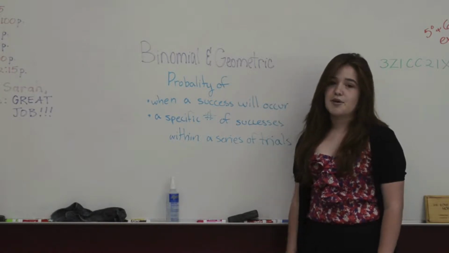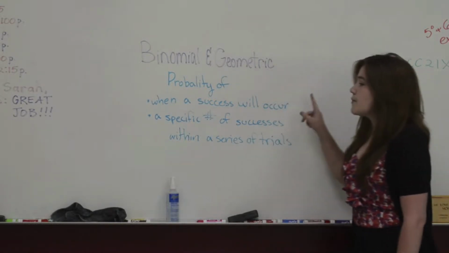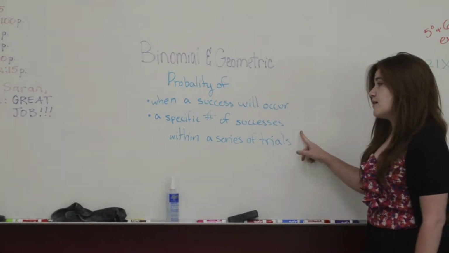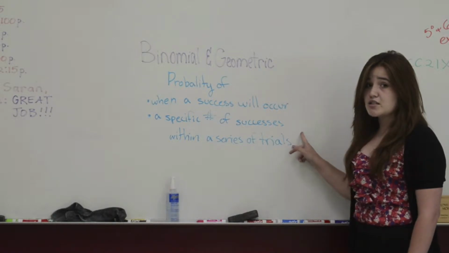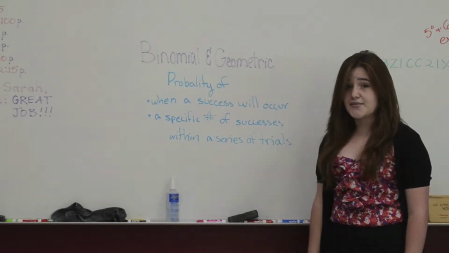Binomial and geometric probabilities are used to calculate a variety of things, including the probability of when a success will occur and the probability of a specific number of successes within a series of trials. This makes them very important in calculating things in daily life.